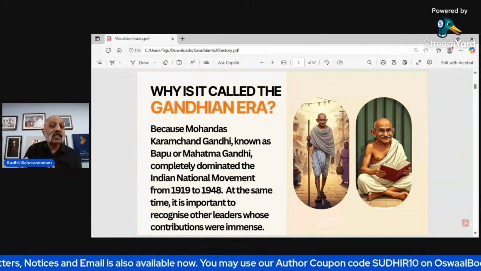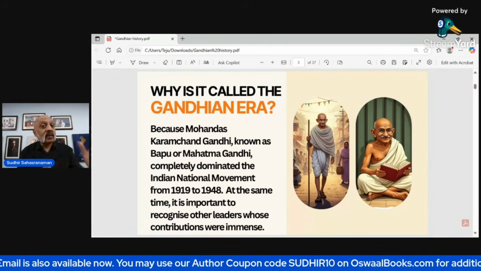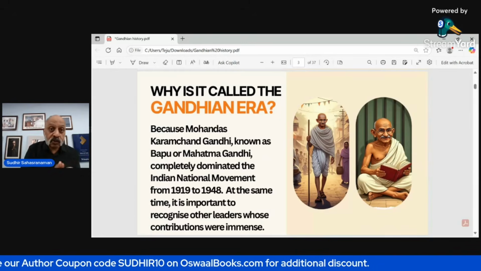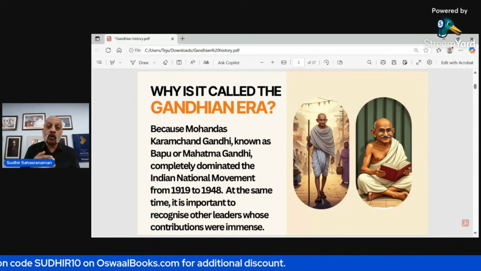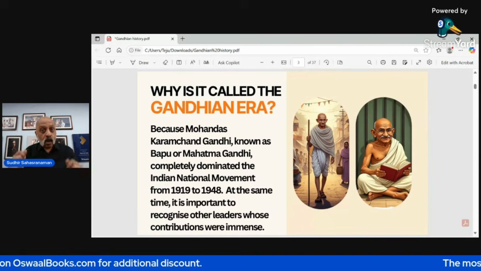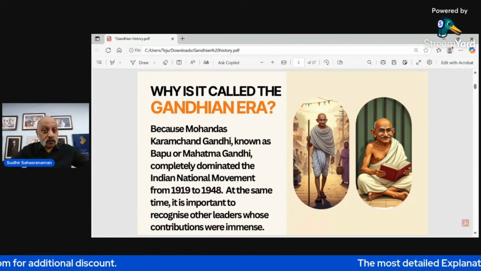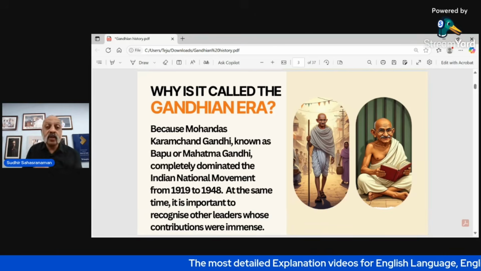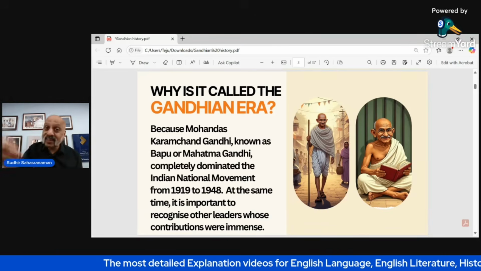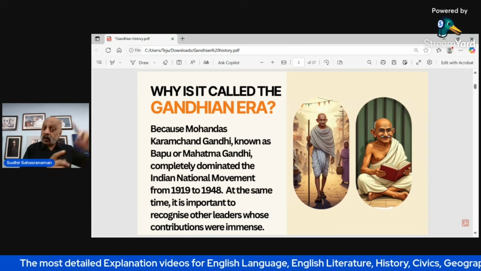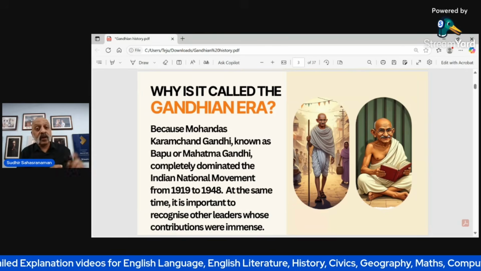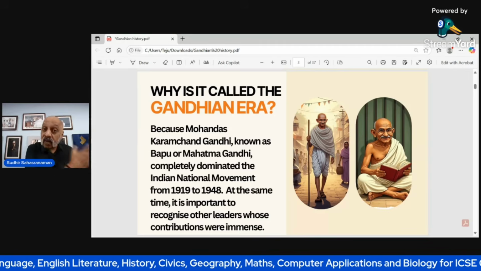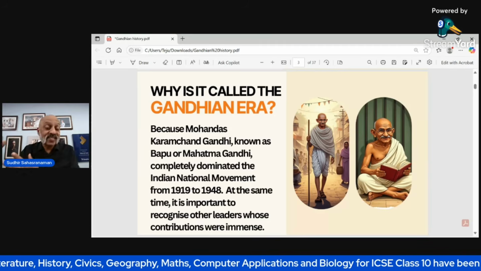Now, it does not mean that other leaders were not important or they were less significant or they were not relevant. Of course, there is a whole galaxy of leaders who were part of the Indian freedom struggle in different parts of India at different stages of the Indian independence movement, who played a key role. So they are, of course, important. In the previous section, we have read about people like Bal Gangadhar Tilak, Lala Lajpat Rai, Raja Ram Mohan Roy. All of them played a stellar role.